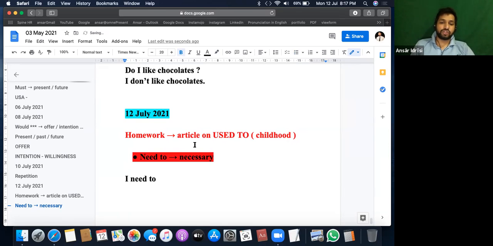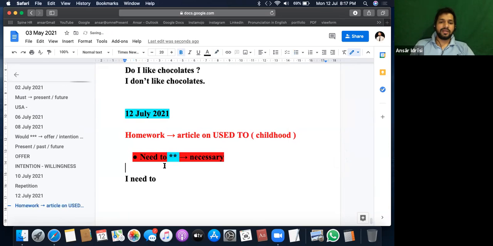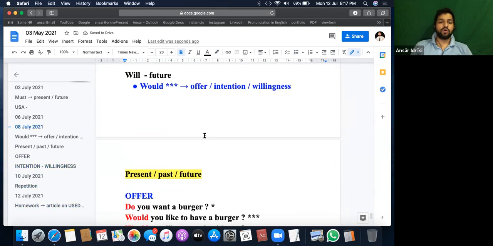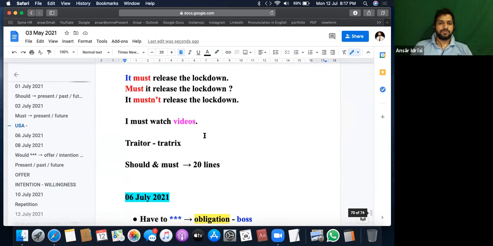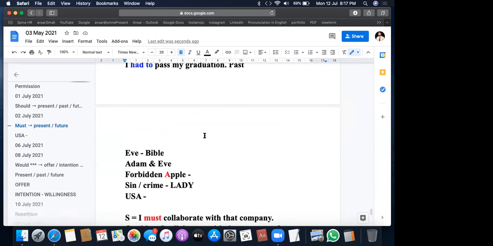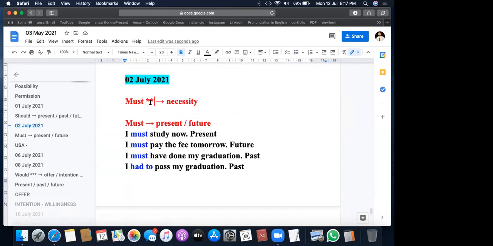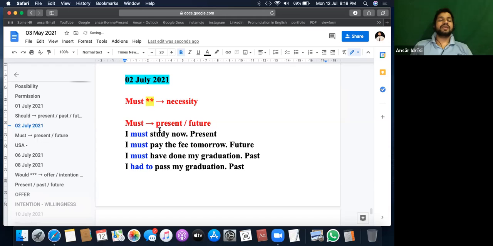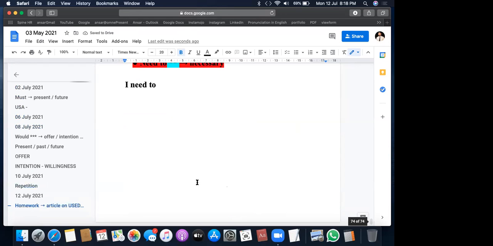It is like 2 stars. Need to is like 2 stars. Like what? Must. It is like must. Must के अंदर 2 stars से याद आ रहा है क्या आप लोगों को कुछ? Must के अंदर 2 stars थे. Yes or no? So need to is the level of must. Need to must के level का है.